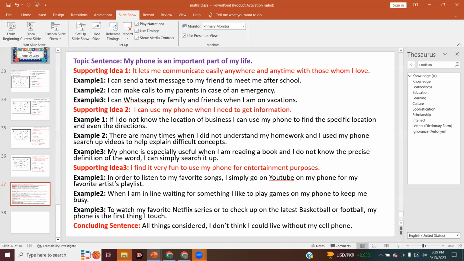Okay, so this is how you build a body paragraph.